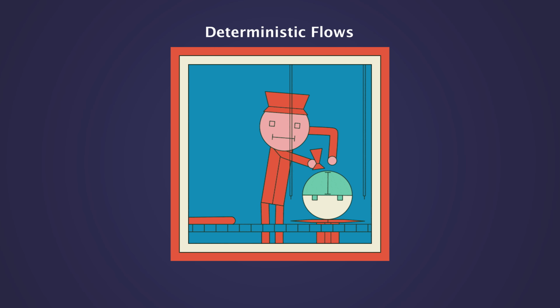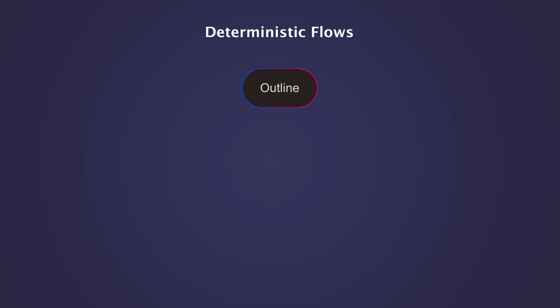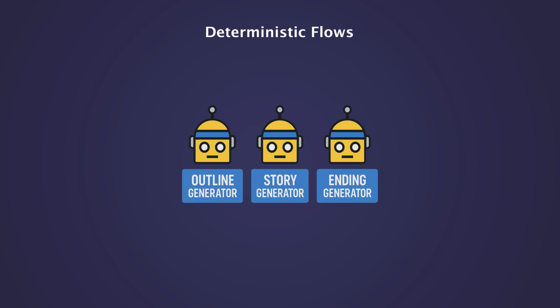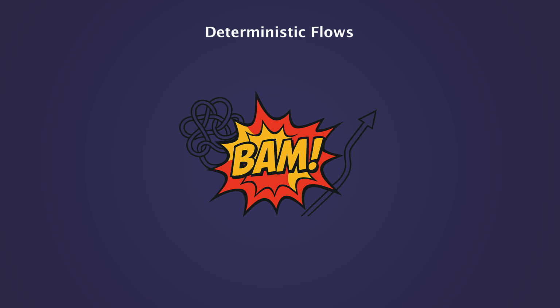For a story, you break the process into smaller steps. Generate an outline, generate the story, generate the ending. Each step is a separate agent, each feeding its output into the next, so they don't step on each other's toes. Bam! You've got a story with fewer random plot twists, unless you want them.